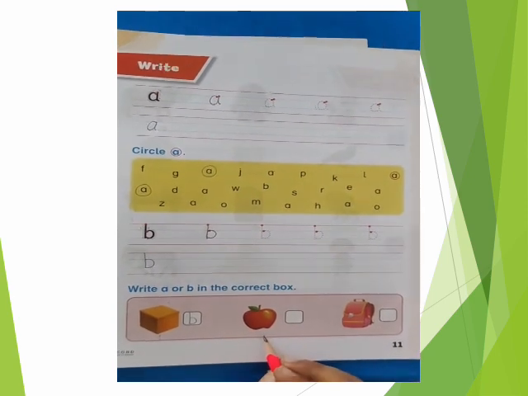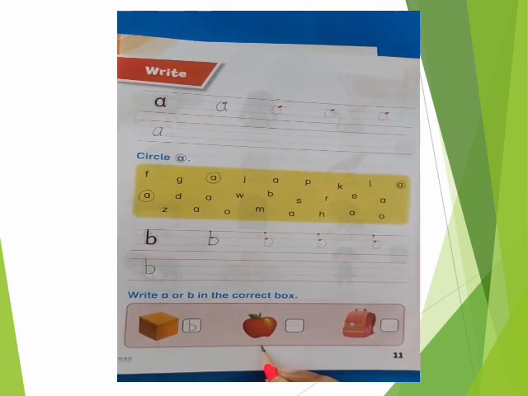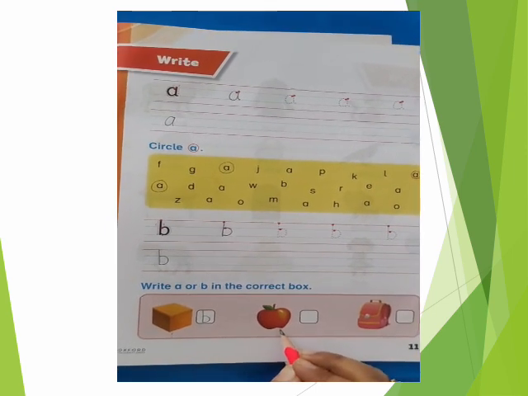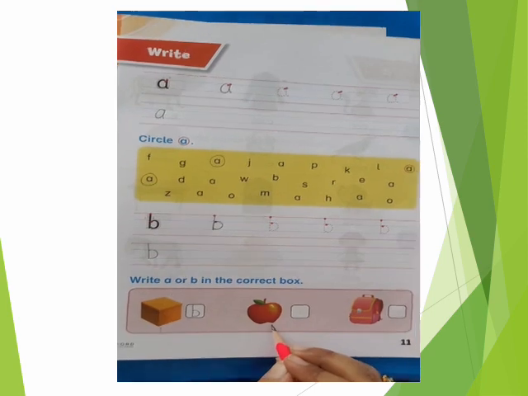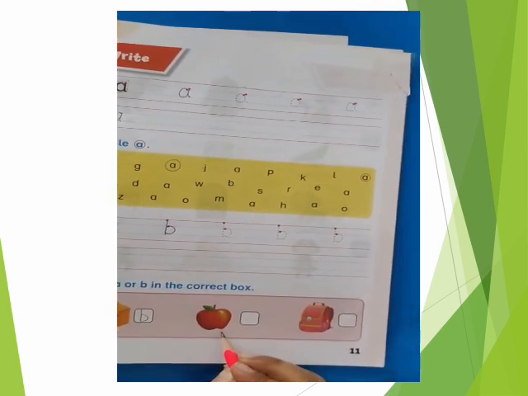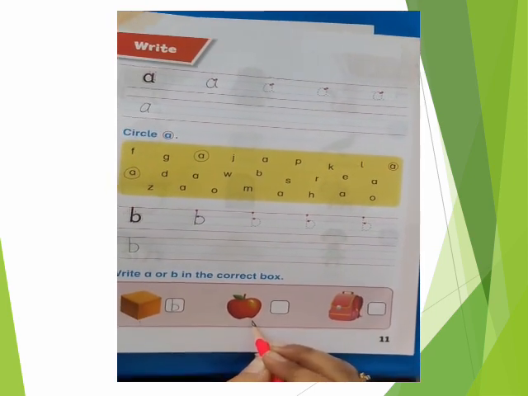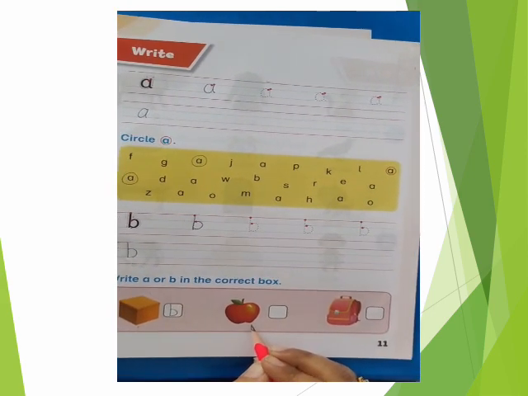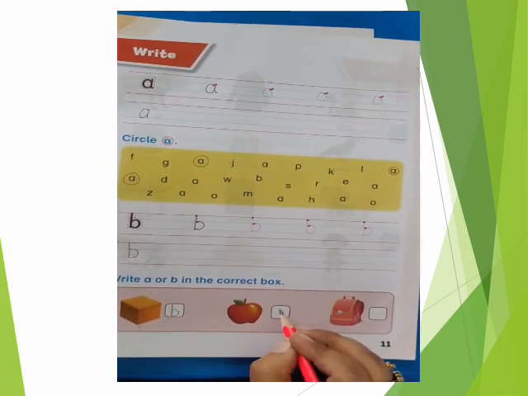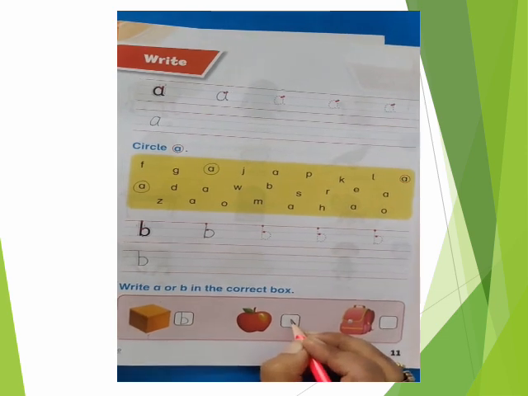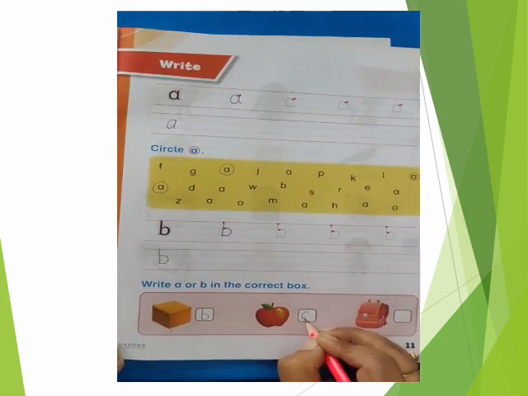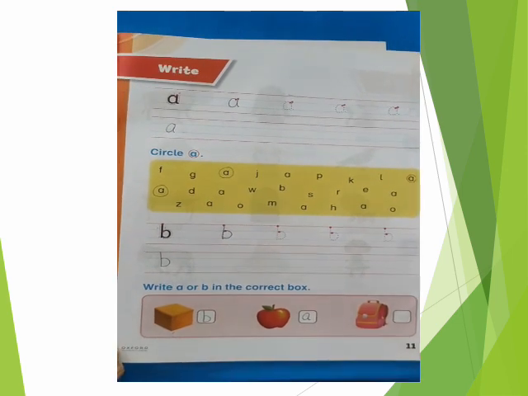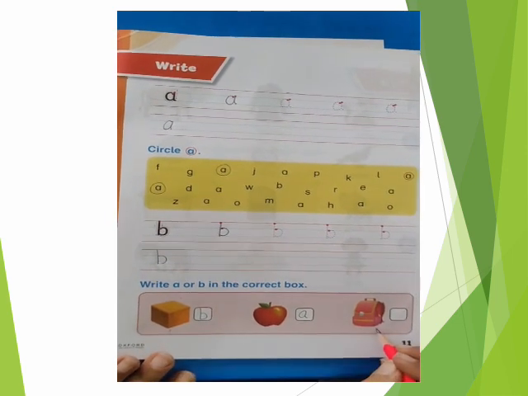What is this? Yes, it is a yummy red apple. From which letter does this apple start? Yes, it starts from A. Apple. Apple. Now we have to write A in the square. Make a half circle and then make its tail. Now move to the next picture.